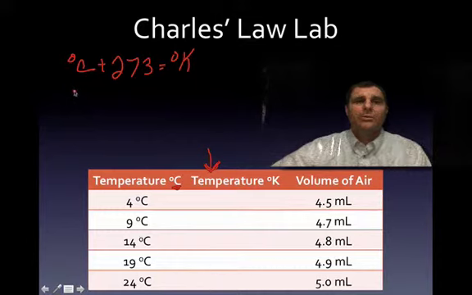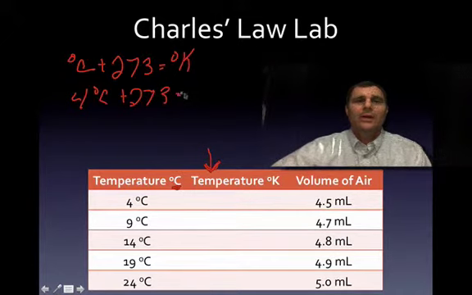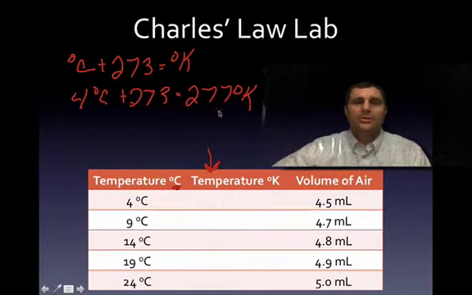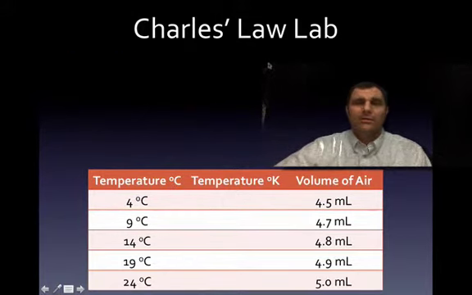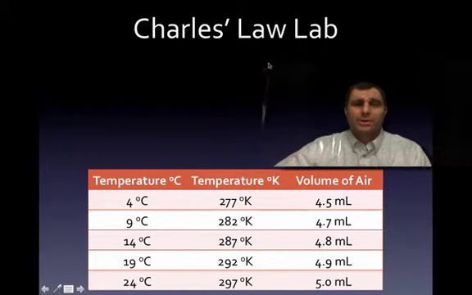So let me show you one. Here I have 4 degrees Celsius. I'm going to add my 273, and that is going to equal 277 degrees Kelvin. Good. Now, I've gone ahead and done that for you and filled in the rest of your chart. So this is what it should look like.